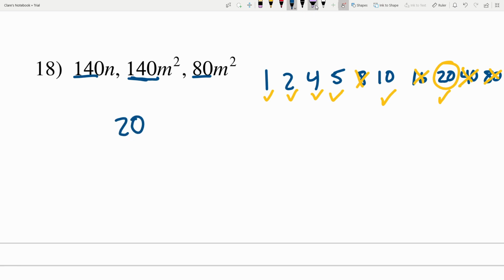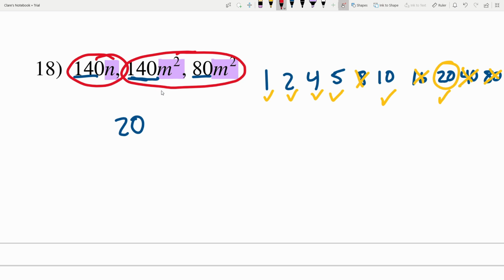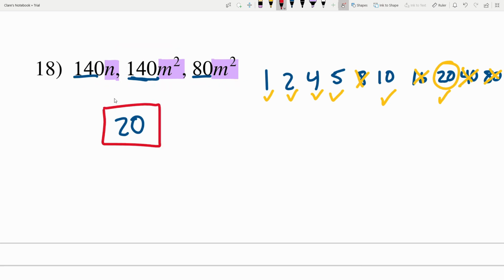Now I'll look at my variables. For variables, I have n, m squared, and m squared. So among these two terms, I have an m squared in common, but I have no m over here, and these two do not even have an n. So I don't even have a variable that all three of these have in common. So 20 is my GCF in number 18.